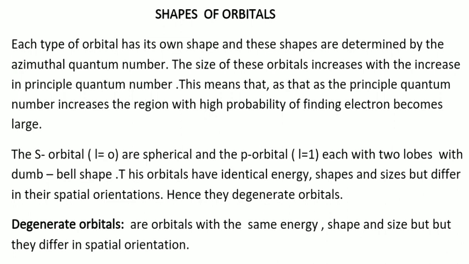This means that as the principal quantum number increases, the region with a high probability of finding an electron becomes large because the size of that orbital increases. Now, the s orbital, l is equal to 0, is spherical. The p orbital, which is l equal to 1, has two lobes with a dumbbell shape. So the shape is called dumbbell shape.